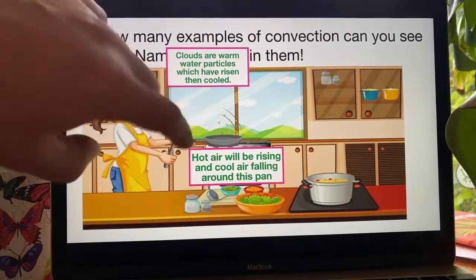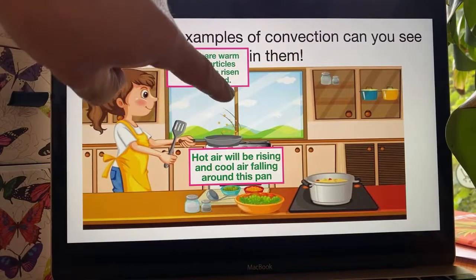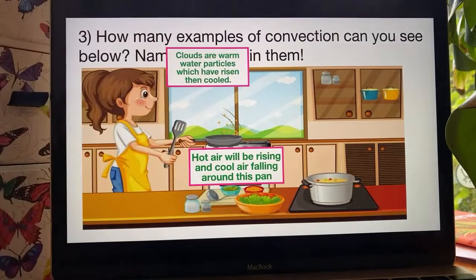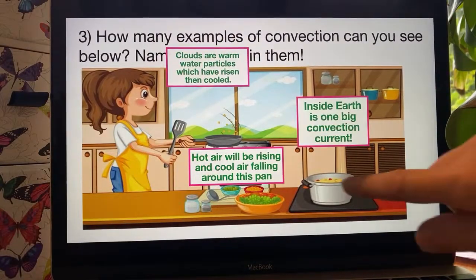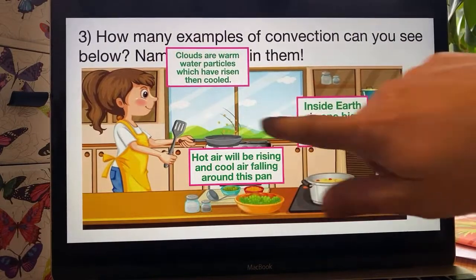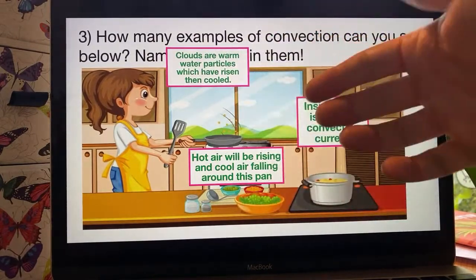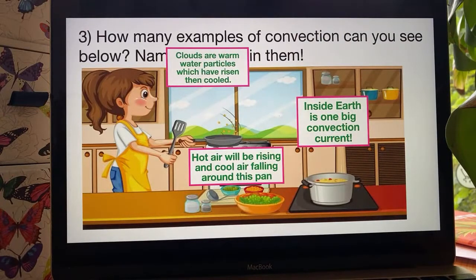The pan is hot, so hot air will be rising here above the pan, and then cold air will be falling around it. There's also a pan over here, actually. Inside Earth, I've put one big convection current, so that's how magma works. It gets heated up deep inside the Earth, and then it rises up potentially to the surface of Earth.